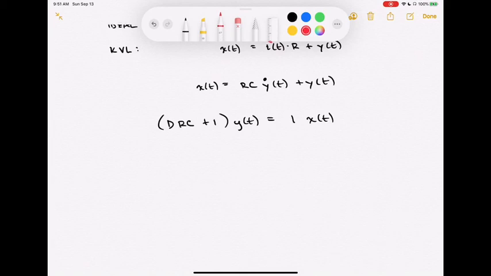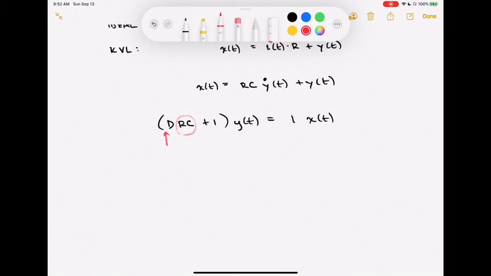If I take a look at the coefficient, right, for that D term, that highest order derivative on the output side, we see that right now we have a coefficient RC. And we had said that standard form really requires that coefficient for that highest order derivative term to be 1. Since this is not in that form, I need to get it into that form by dividing the entire equation by RC.